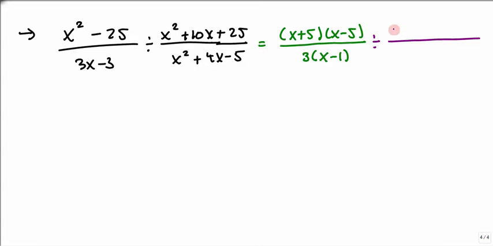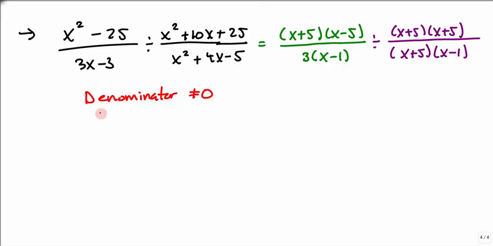X squared minus 25 factors into x plus 5, x minus 5. 3x minus 3, the greatest common factor is 3 times the quantity x minus 1. I'm going to leave the division sign in here for now. We'll do our simplification in our next step. X squared plus 10x plus 25 factors into x plus 5, x plus 5. And then x squared plus 4x minus 5 factors into x plus 5, x minus 1. So I have a lot of different restrictions that I need to keep in mind here. So remember, the denominator cannot equal 0.